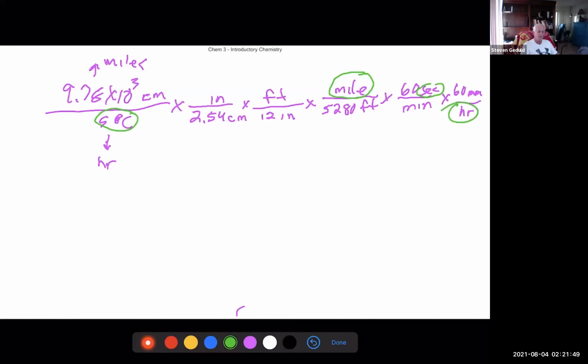So double check. Every single step we took has to equal 1. 2.54 centimeters is 1 inch. 12 inches is a foot. Same exact thing. 1 mile is 5,280 feet. 60 seconds is a minute. 60 minutes in an hour. Make sure everything cancels. Centimeters cancel. Inches cancel. Feet cancel. Seconds cancel. Minutes cancel. What are we left with? Miles per hour.